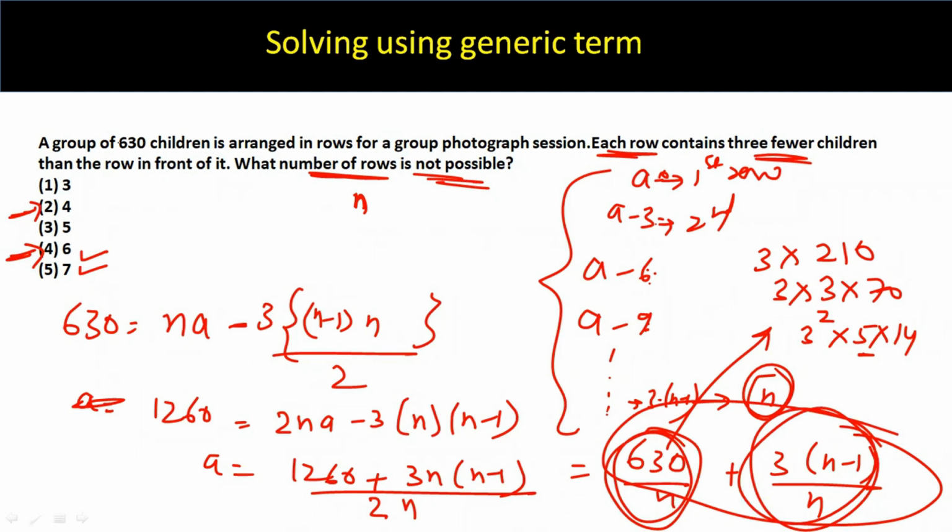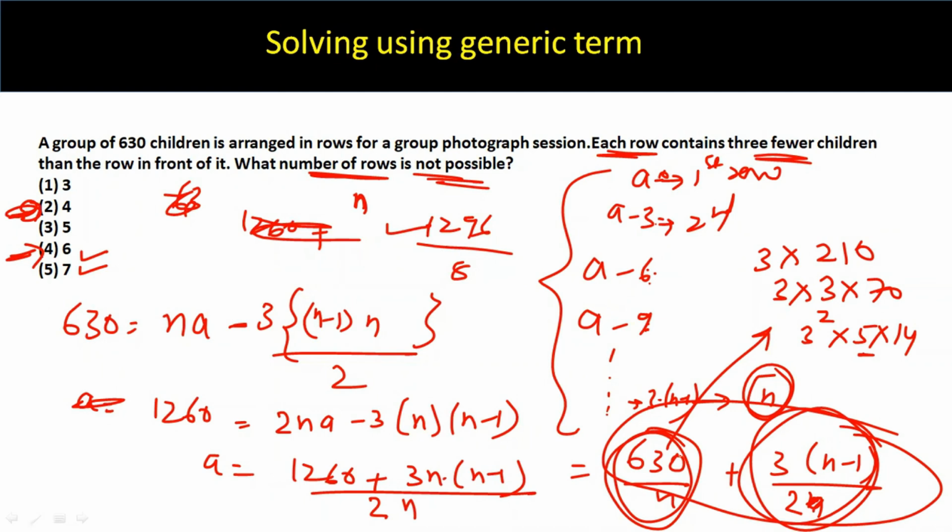So we'll have to substitute, say, n equals 4. Oh sorry, this is 3 by 2, right? This is 3 by 2 into n minus 1. Correct. So if you put n equals 4 here, you will get 1260 plus 4 into 3, 12, 3 is 36. So this is 1296 divided by 8. Is this divisible by 8? 8 3s are 24, 8 5s are 40, 8 7s are 56. So yes, this is divisible by 8, which means 4 is possible. But if you put n equals 6, this will not be divisible by any number.